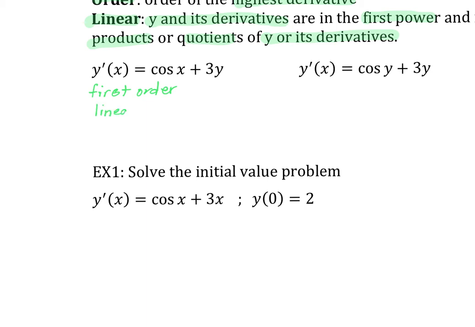And when we're talking about linear, we're looking at the derivative or the function y and making sure that neither of those are in a higher power. So this has a 3y to the 1, so that's okay. And notice that we have the first power on y prime as well. And they're not composed with each other or composed with other derivatives or other functions of y. So it is linear.